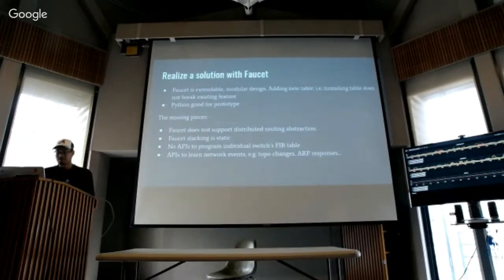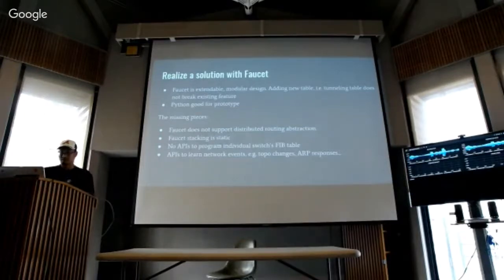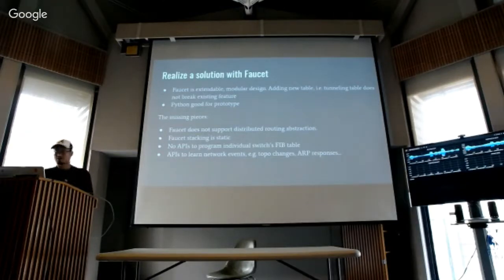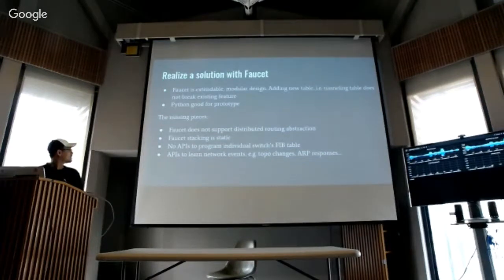And so I have something implemented using FAUCET. We have other options like SDN-IP using ONOS or something similar, but I think FAUCET is the best suited for this because of the multiple tables, and it's very extensible, in my opinion. I can introduce new tables without affecting existing features. And it uses Python, which is good for prototypes.